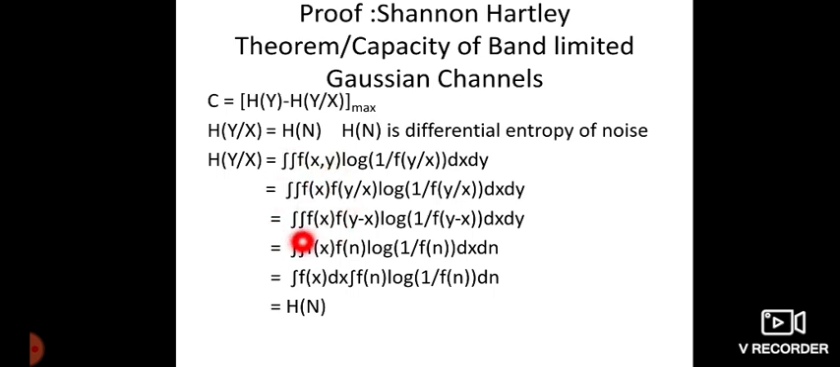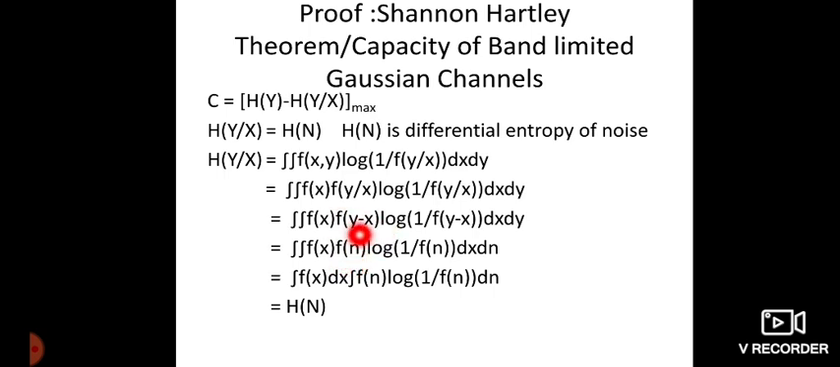Okay, so that derivation, that proof, is here. We can write h(y|x) equal to the integral of f(x,y) log 1 by f(y|x). Then f(x,y) is f(x) into f(y|x), and f(y|x) I am writing as f(y minus x) here also. And y minus x is the n, that is output minus input, that will be n, isn't it? Because input plus noise is equal to output. So output minus input, I will get noise, that is n.